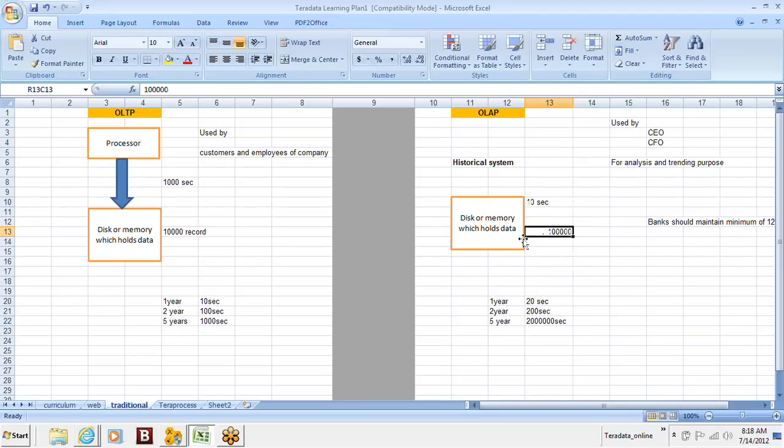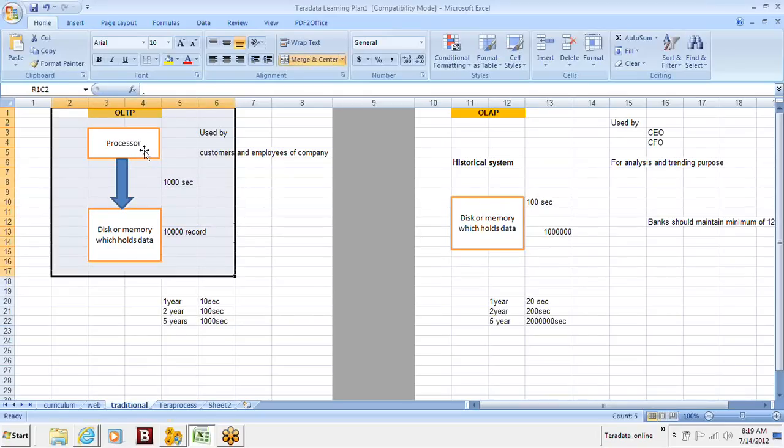And as it is the analytical system, every day the data would be archived from the transaction system and kept in the analytical system. So the data in the analytical system would also increase, and obviously the processing time for processing the data in the OLAP system would also increase proportionally. So by archiving data from the transaction system and keeping it in OLAP, I made all my customers happy here.